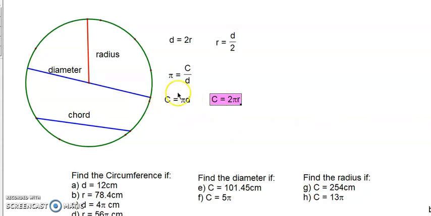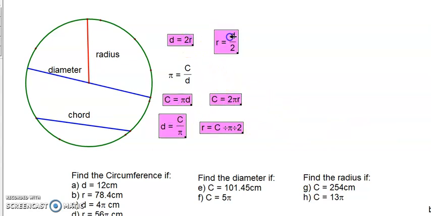And now I can rearrange this equation and say diameter is circumference divided by pi. So if I know the circumference, I can divide it by pi and get the diameter. Same thing here. If I know the circumference, I can divide by pi, that'll give me diameter, and then divide by 2 and give me the radius. So these are the equations that we need to know. These 4 right here are important ones. Well, this one too, these two. You should have those in your copybook.